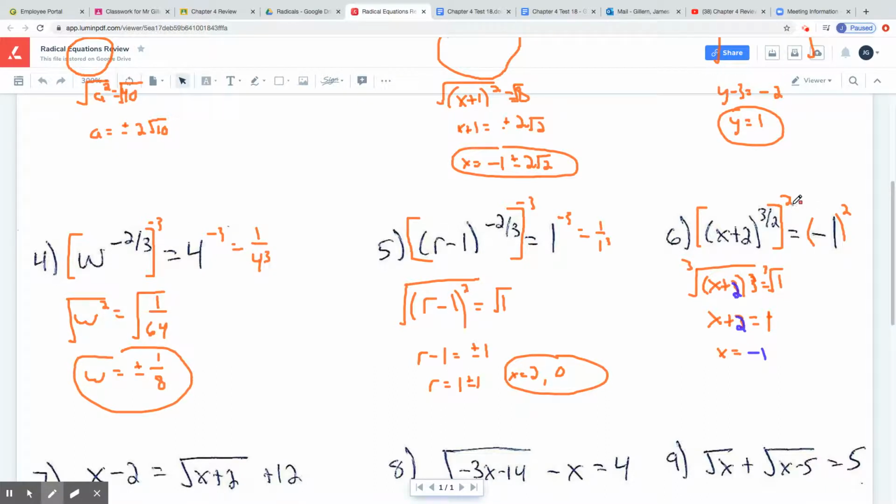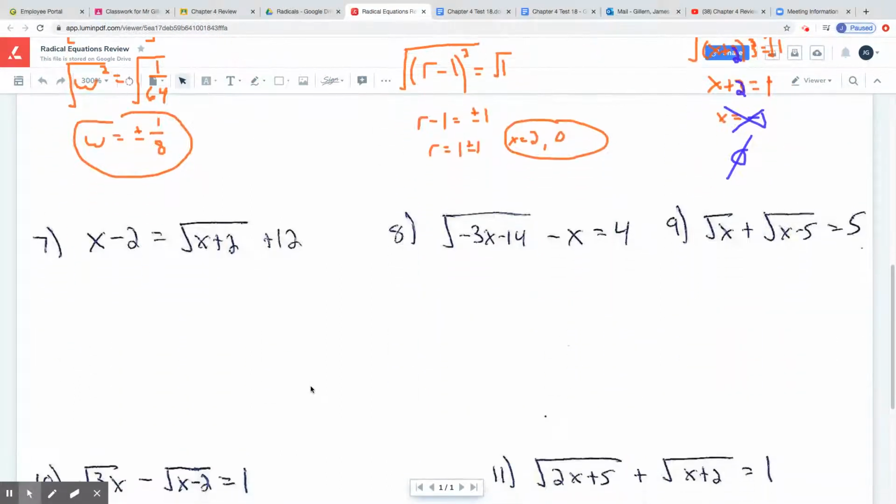Now, since I raised both sides to the even power, I need to check my answer. So let's go back and check. Negative 1 plus 2 is 1. Well, 1 to the 3 halves means the square root of 1 cubed, which gives me a positive 1. That's not a negative 1. This does not work, so there is no solution. No solution for number 6. Remember, anytime you raise to an even power on both sides, you have to check to see if it works.